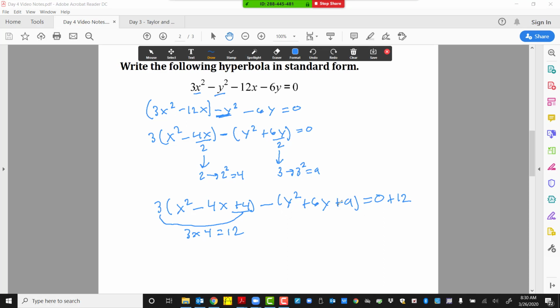And then here we added a plus 9 in the parentheses, but that's not what we actually added. There's a negative 1 on the outside. So in reality, what we did is added negative 1 times 9, so negative 9.